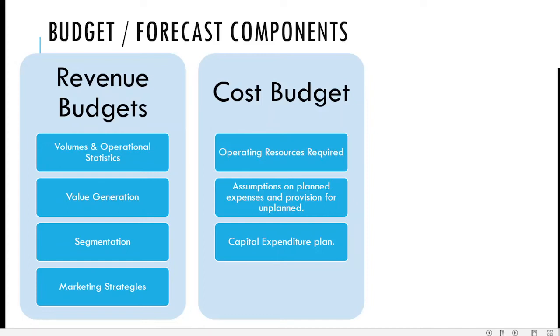Or do we have to spend on the new office? Or do we have to buy new computers? We have to buy new software, have to buy the technology. So what are we going to do, basically, in terms of capital expenditure? Capital expenditure can be done for expanding the business, and also for maintaining the existing business. So the capital expenditure plan also has to be thought out.